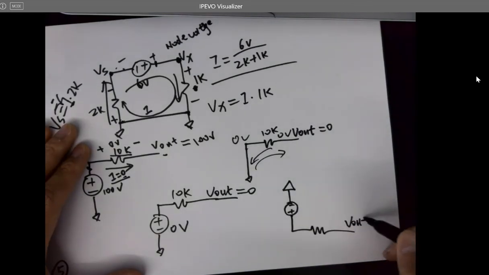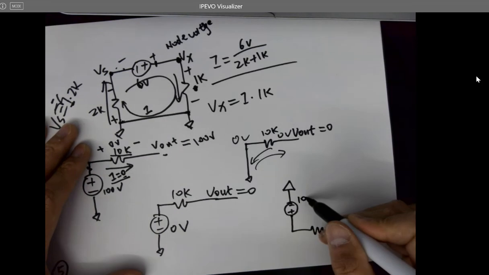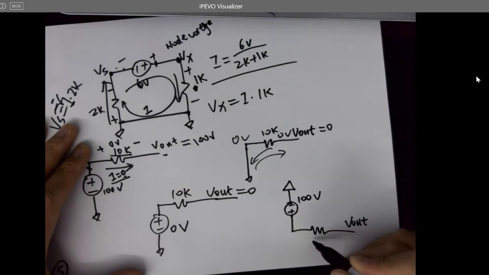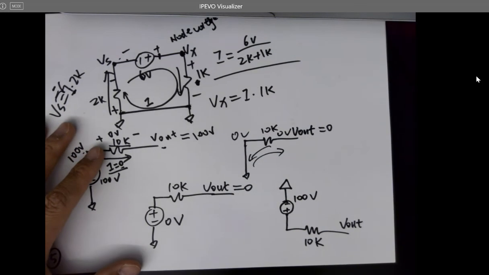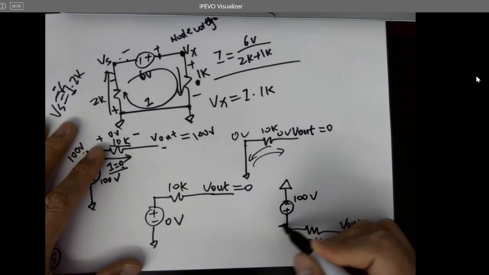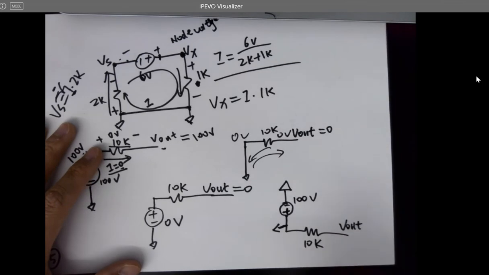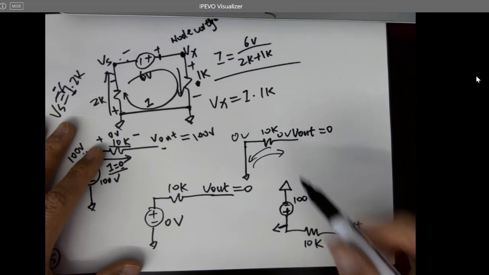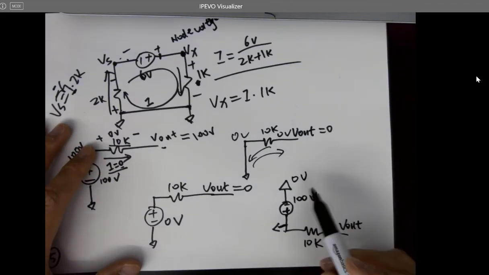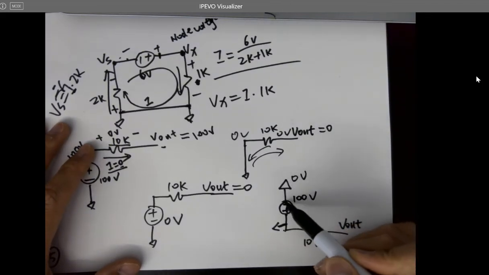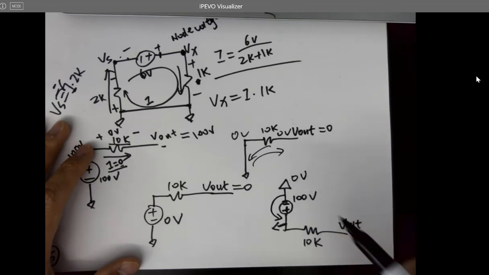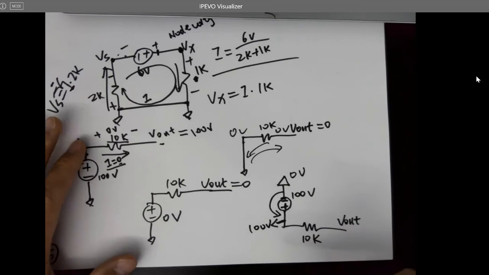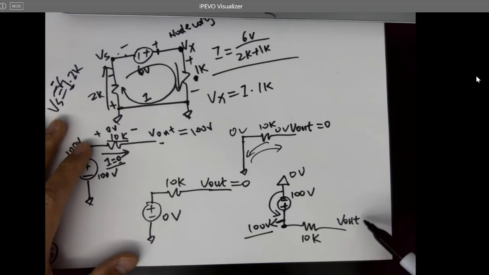Be careful of the quiz next Monday, okay? So it'll be something like this. What's VL? What's the voltage here? Compared to where? Where's ground? Here. So what's the voltage here? This is 0 volts and this voltage source is going to force that voltage to increase from here to here by 100 volts compared to the ground. So this is 100 volts compared to the ground. So what's VL?